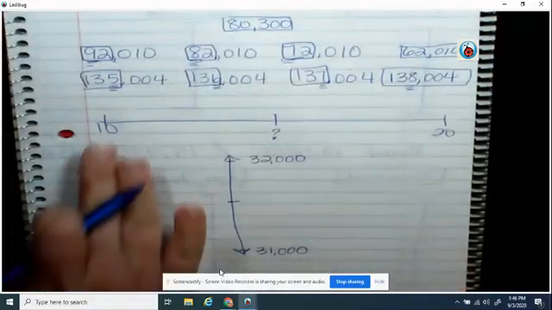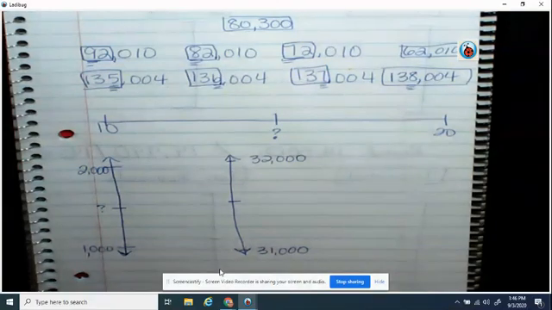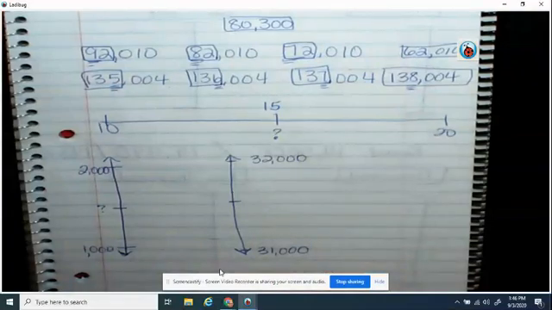If I have the number 10 and I have the number 20, what's halfway in between? Like, if I have 10 brownies and I'm trying to get 20 brownies, what's right in the middle of 10 and 20? It's 15. Right in the middle of 10 and 20 is 15.